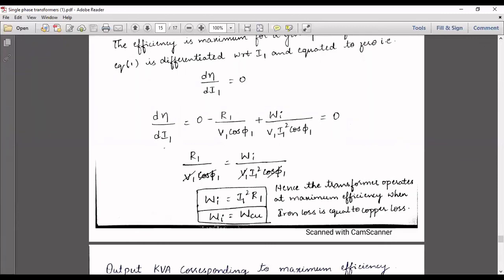That is, iron loss is equal to copper loss. Hence, the transformer operates at maximum efficiency when iron loss is equal to copper loss. When the losses in the winding are equal to the losses in the core, the transformer will be operating at its maximum efficiency. This is always important. Whenever the condition for maximum efficiency is asked, it is WI equal to WCU.